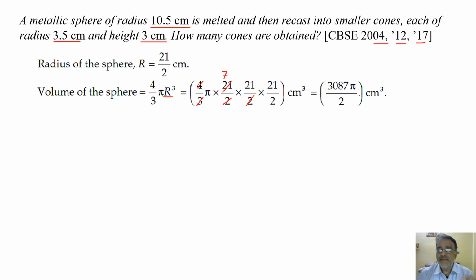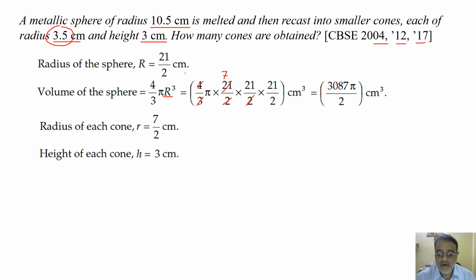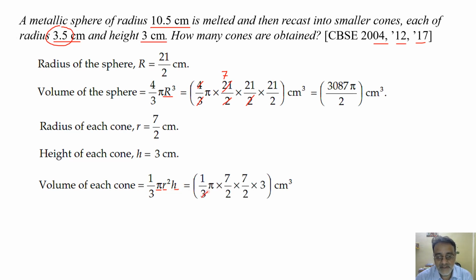Now the radius of each cone is given 3.5, उसको भी हम लोग 7/2 लिख लेंगे, and height is given 3, right? Okay, so volume of each cone, what is the formula for volume of cone? 1 by 3 pi r square h, right. So pi का वैल्यू सब्सटीट्यूट नहीं करेंगे, so only r, 7/2 into 7/2 into 3, right? Only 3 will be cancelled and we are getting 49/4 pi centimeter cube.